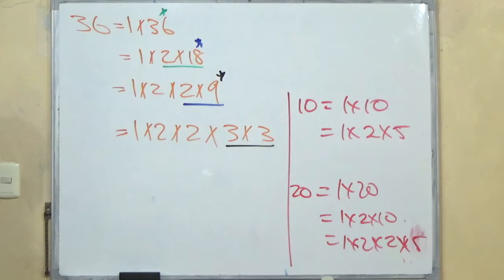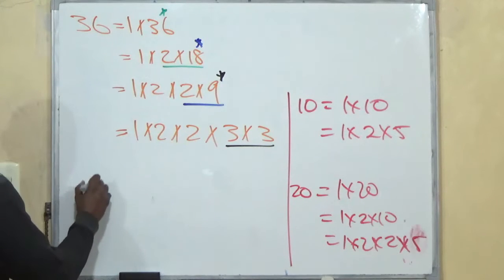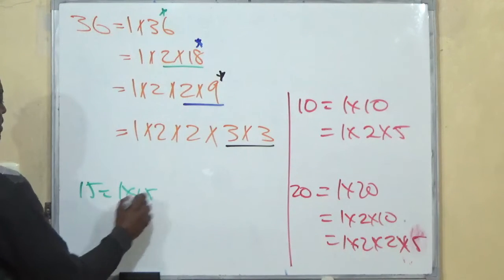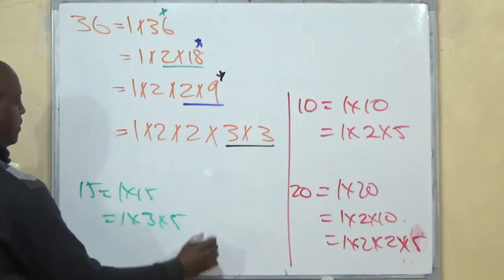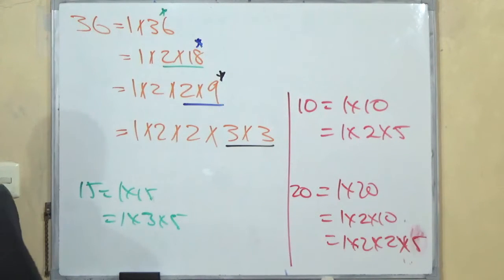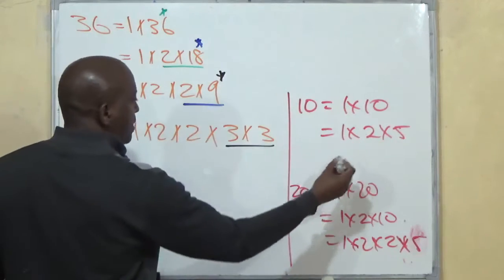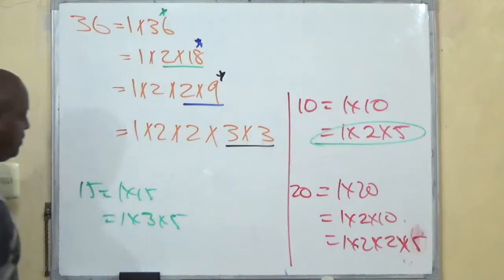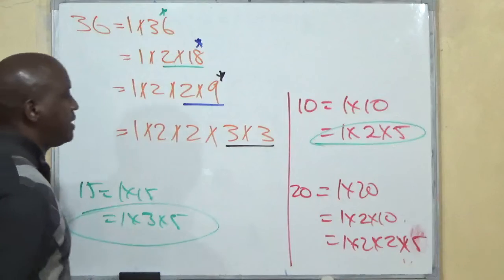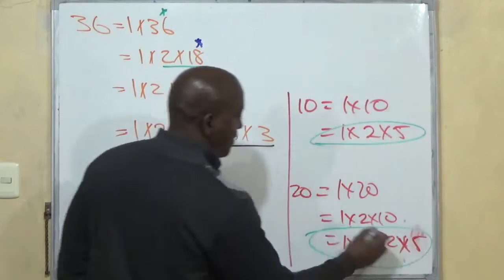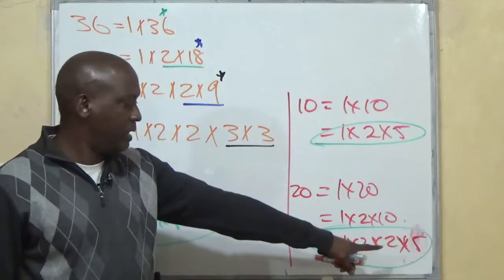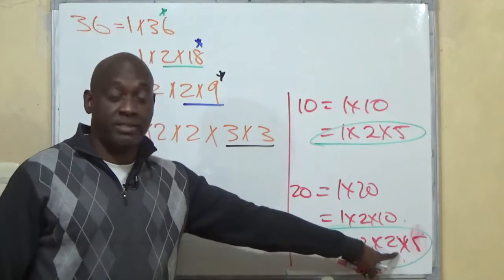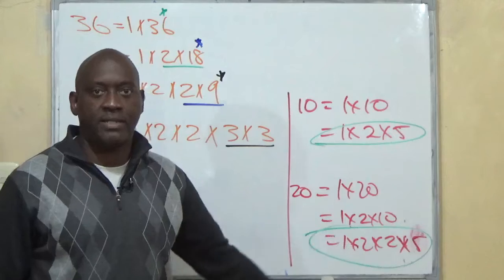If we had done 15, it would have been 15 is equal to 1 by 15, and 15 is 3 by 5. So 10 is 1 by 2 by 5, prime factors. 15 is 1 by 3 by 5, prime factors. 20 is 1 by 2 by 2 by 5. So you have a repeated factor here. So as the numbers get bigger, you will find yourself having to repeat the prime factors.